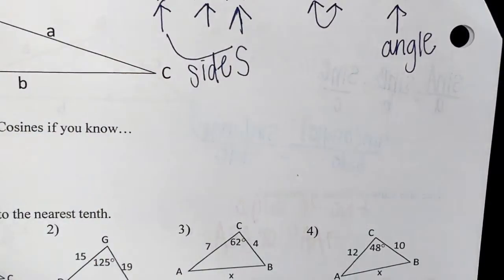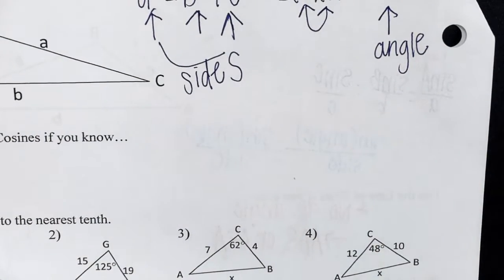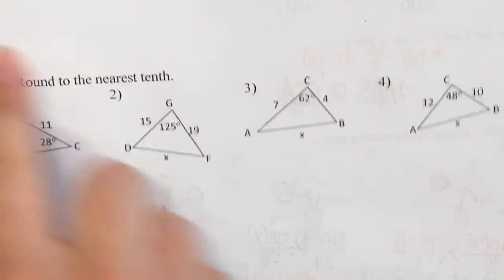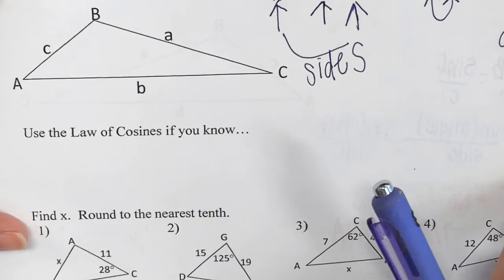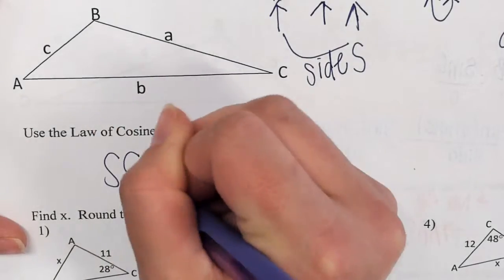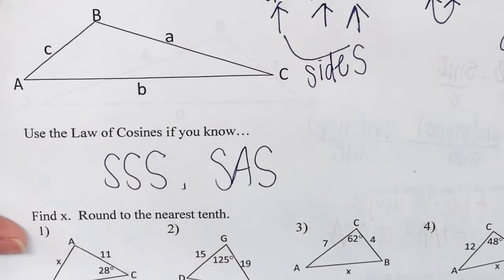Now on your test, you should thank me because I'm going to tell you when to use which law. That's when it gets hard: when do I know to use law of sines or cosines? On your test, I'm going to tell you. It's going to say, use law of sines, or use law of cosines. The only reason I want you to know this is if you ever have it on the ACT, they won't tell you. So you always use law of cosines if you have side, side, side, or side, angle, side. Those are the 2 cases when you use law of cosines.